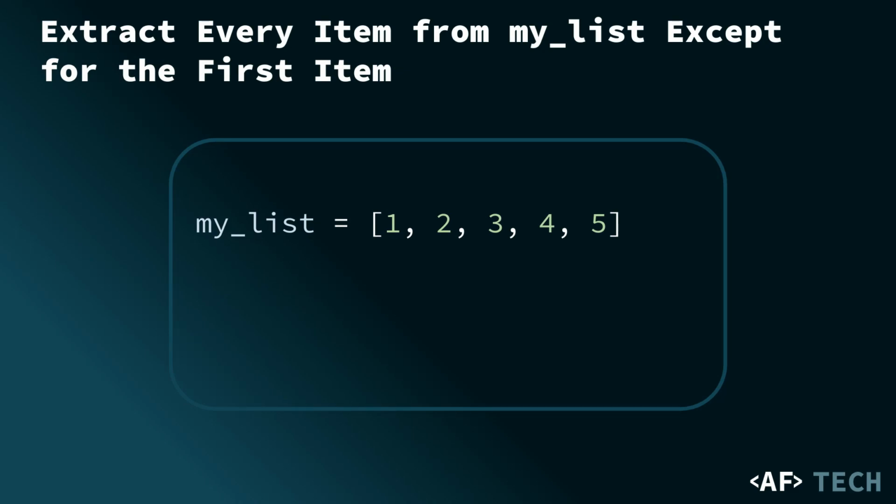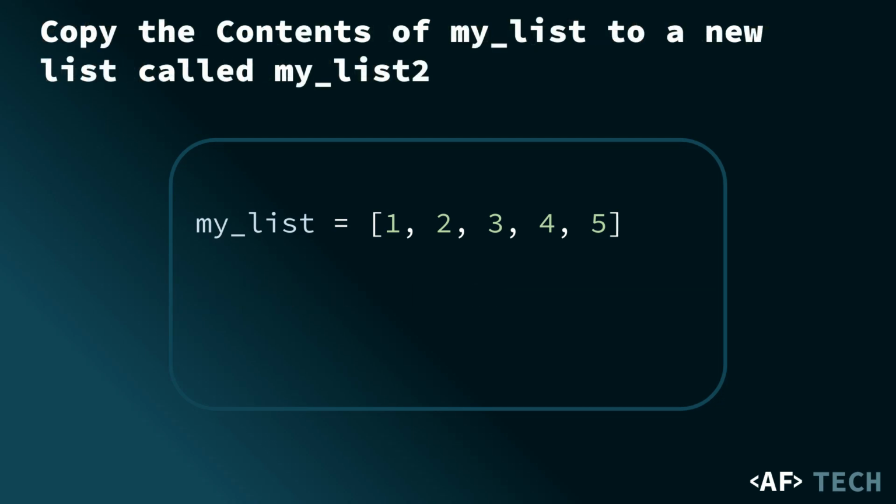Extract every item from my list except for the first item. Here we will index 1 onward, which is 2, and then everything else after that. Copy the contents of my list to a new list called mylist2. So just copy the contents of it into a new list. Here we'll just put a colon here to copy every single item and put it in list 2.